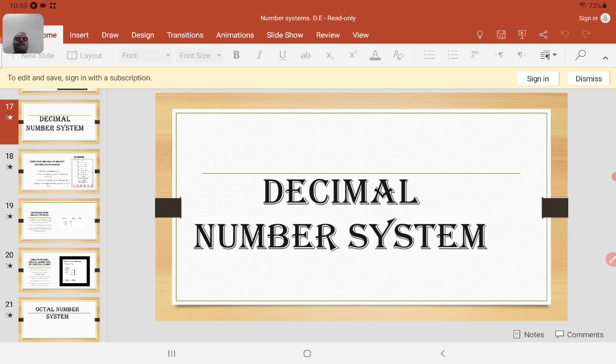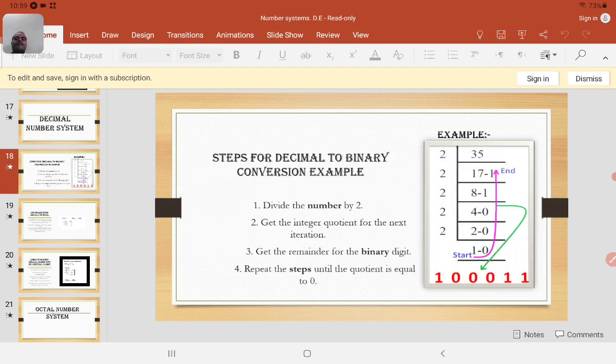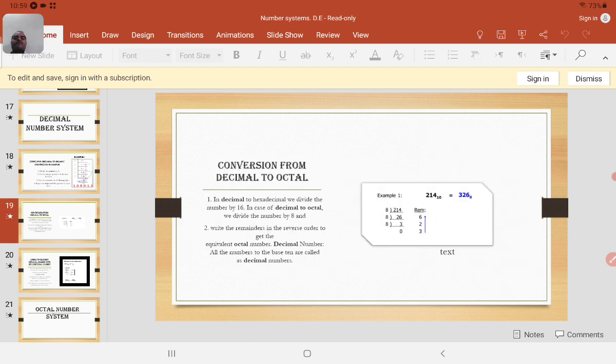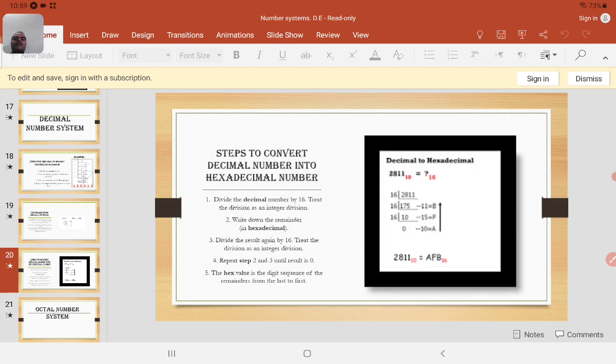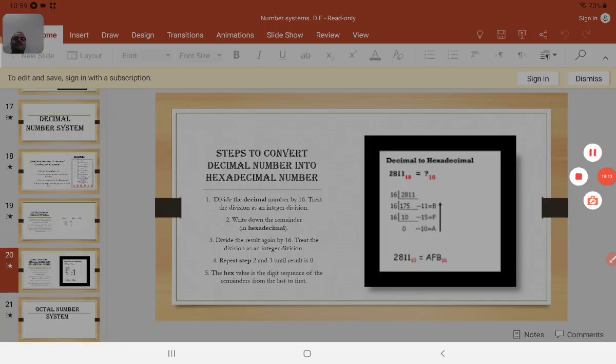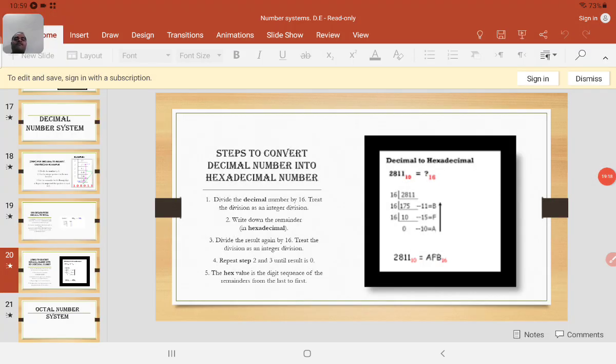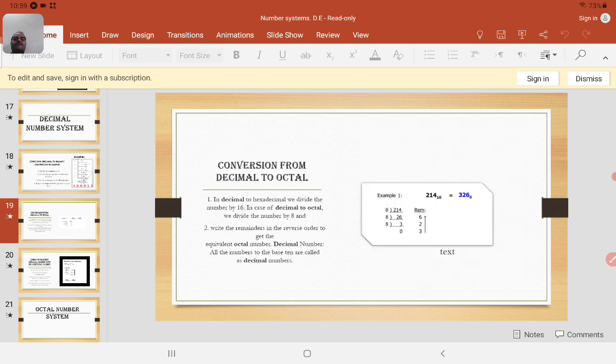When we are converting the decimal number system to binary, we have to divide by 2. When we are converting the decimal number to octal, we divide by 8, and when we are converting decimal to hexadecimal, we have to divide by 16. So it is all the same process, but the simple thing you have to remember is the base number, based on the resultant conversion number. So we are changing these bases.